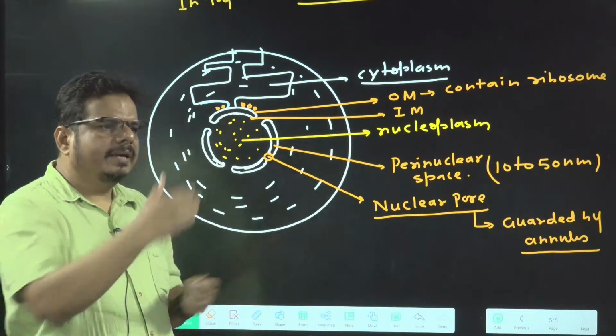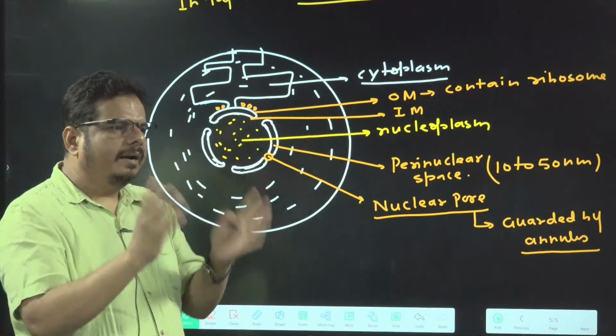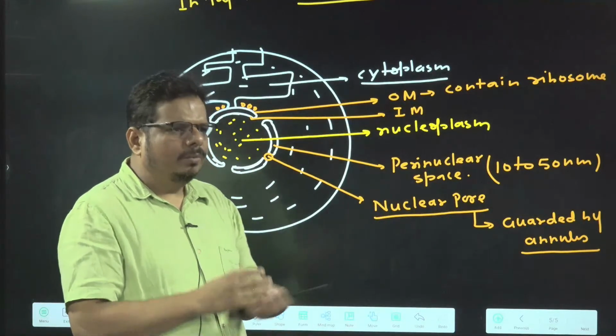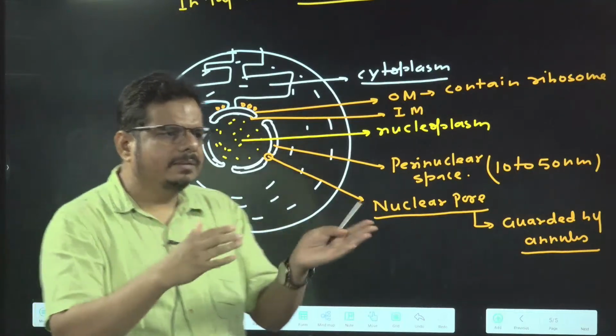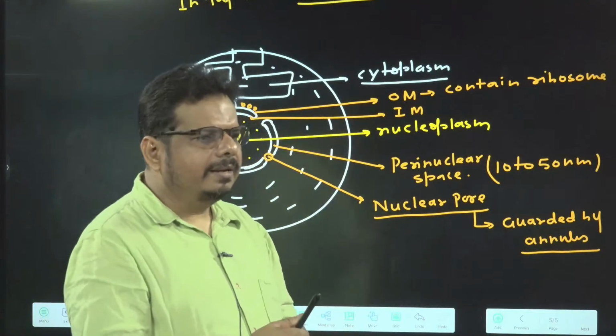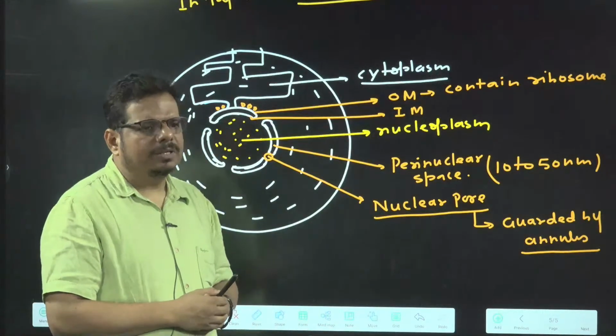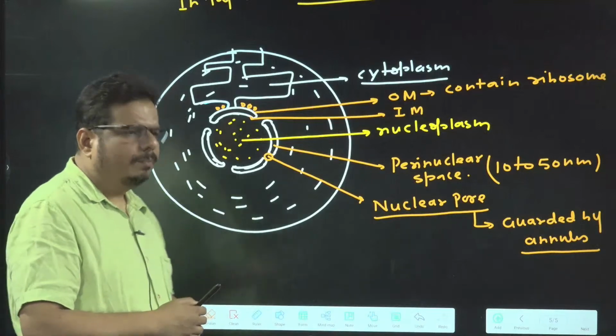It's not like anybody can enter, anybody can go out. When a guard is there, the guard will check who has to go in, who has not to go in. Who will pass and who will not pass. Understand the idea? So it is guarded by the annulus. Is it clear in the mind? So this is the nuclear pore.